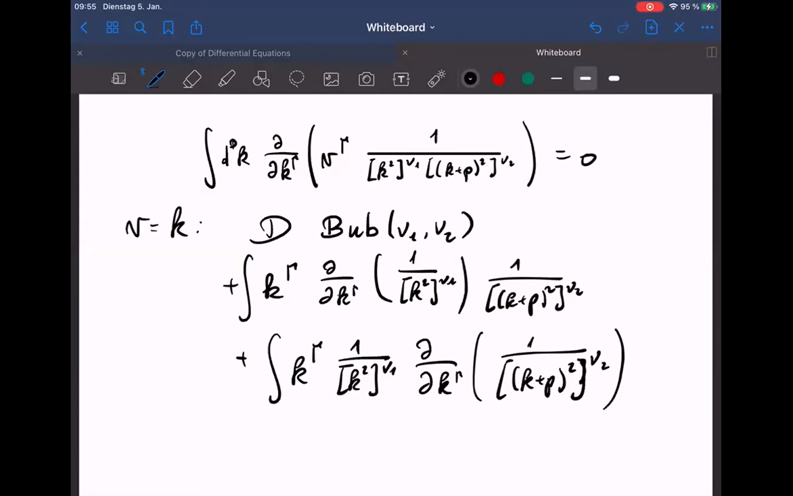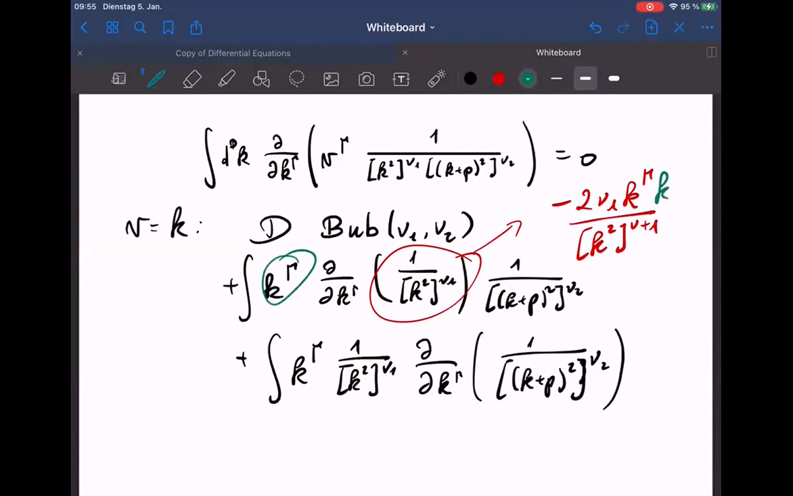Good. And so now what you see is that this thing, what is it? Well, that is minus 2 nu 1 k mu over k squared nu plus 1. But you also have this guy here, so that you actually cancel the plus 1. Okay?